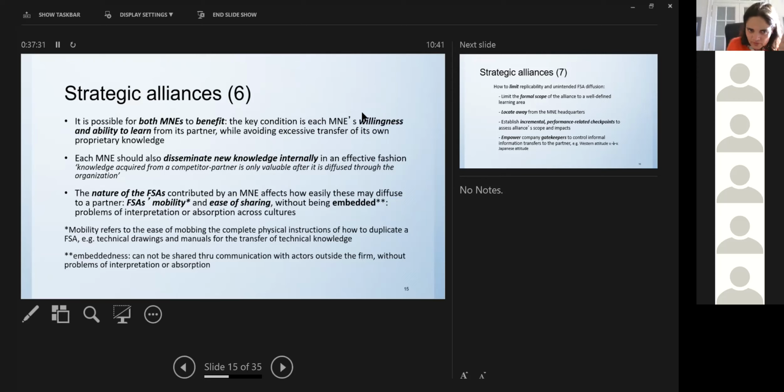The nature of the firm-specific advantage that is contributed by the multinational, of course, affects how easily it may diffuse. So there needs to be what we call firm-specific advantage mobility: the research which is done, the marketing experience which is gained, ease of sharing without being completely embedded, so that it can be shared through communication with other departments. For example, if the design and production departments learn from it, they should also talk to marketing and the financial departments, because otherwise it's limited to a few people.